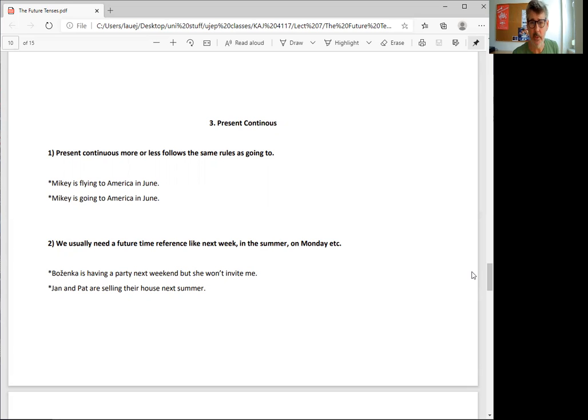So let's talk about present continuous, because a lot of people don't think of it, but we use present continuous in the future quite a bit. It just comes naturally, because if you remember, like I just said, going to grammatically is essentially present continuous. So it more or less follows the same rules as going to. We use it in the same way, with old information, decisions we've made in the past, things that have already been decided, and I'm telling you what's going to happen in the future.